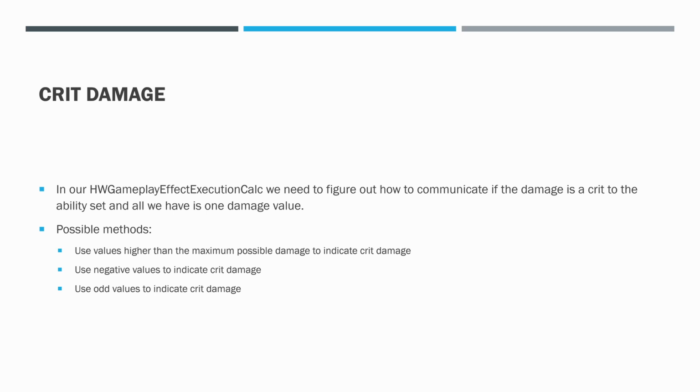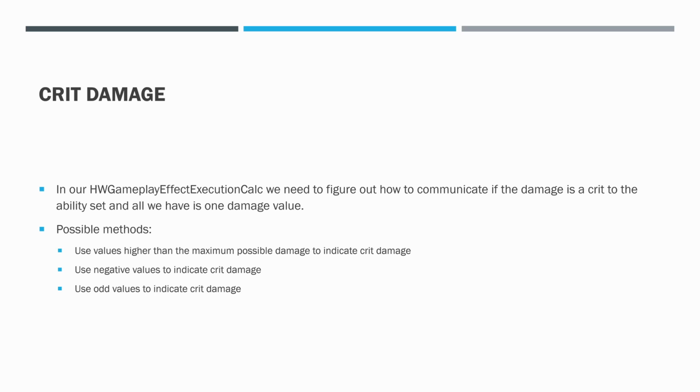So I'd like to be able to maybe add a gameplay tag that said, hey, this is crit damage, or send a true or false saying, hey, this is crit damage, but I can't do that. All I've got in this gameplay effect execution calculation, without making modifications to the gameplay ability system, which we could do, but sticking with these defaults here, is this number. So I came up with 3 possible methods.